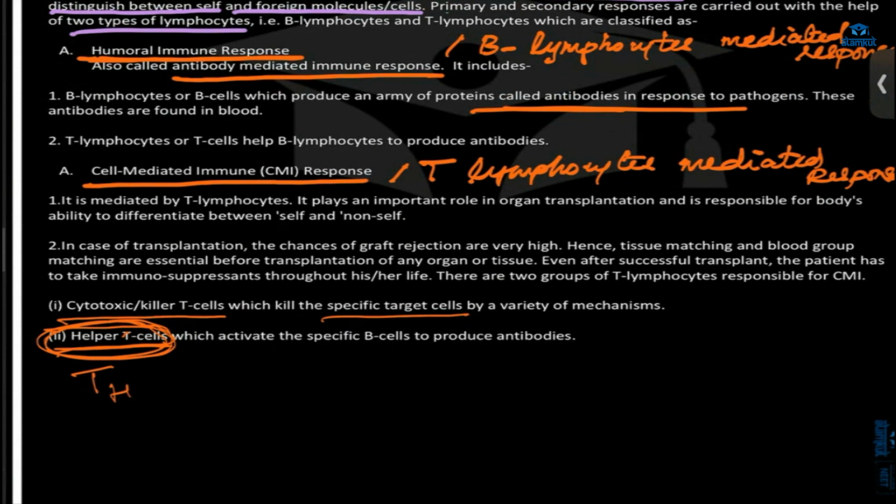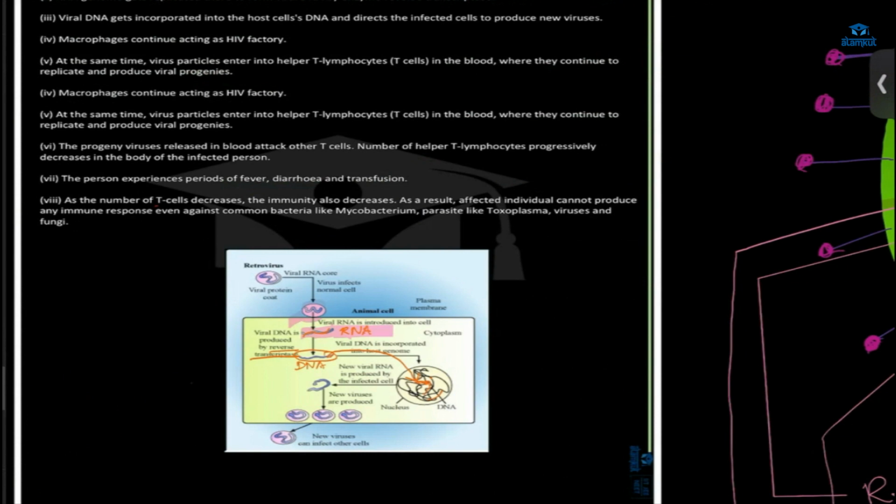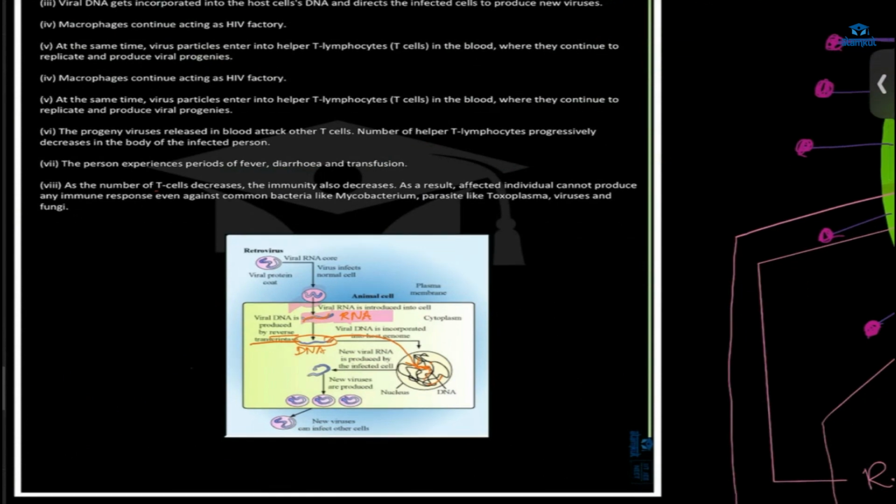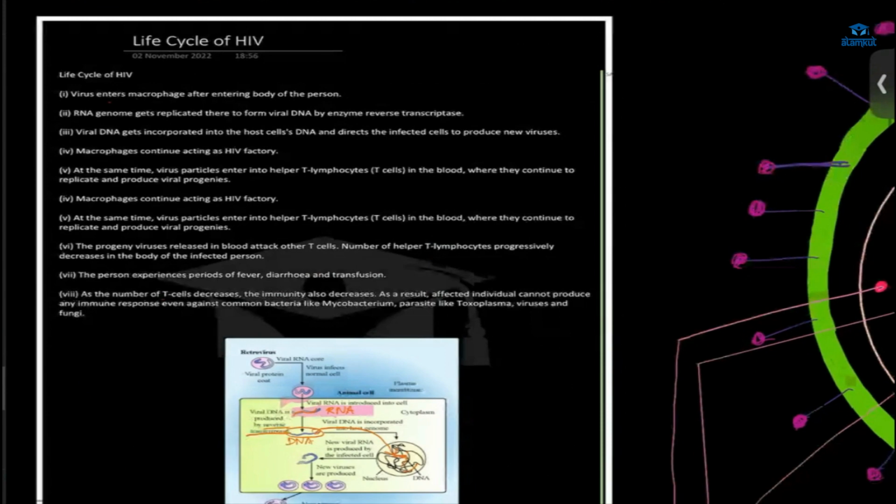Now, if there is a smaller number of helper cells, what will happen? It cannot activate B cells. And if B cells are not activated, no antibodies will be produced. And if there are no antibodies, what will happen? Any disease can occur. Even a simple cold can kill HIV patients. So this is the whole thing about HIV.